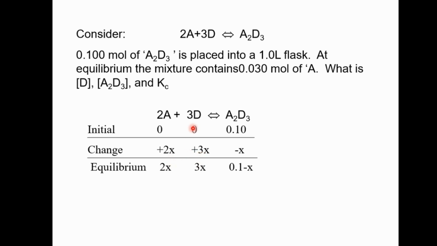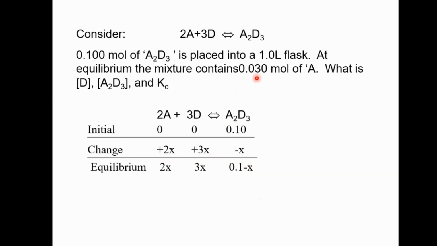If you wanted, you could choose D to be X, and then you would have 1/3 of A2D2 and 2/3 X of A. And you could still solve the problem if you like to work with fractions. Raise your hand if you like to work with fractions. Good. Nobody does. So we choose this species to be X, and we have these whole number coefficients out in front.